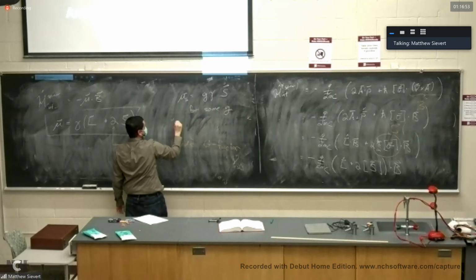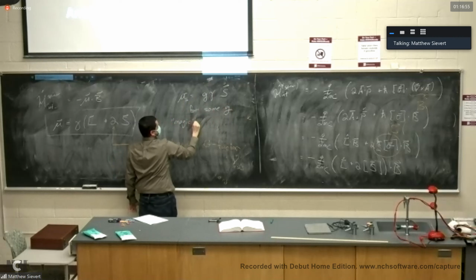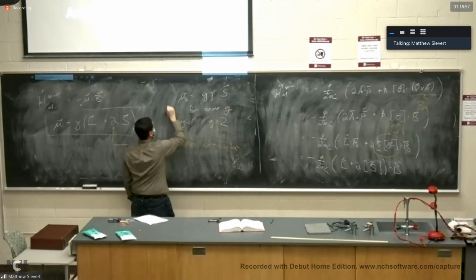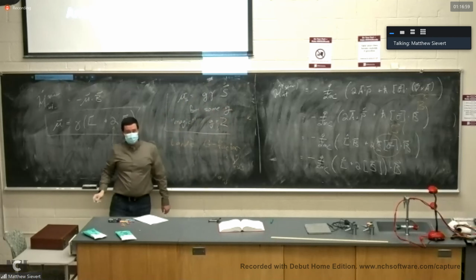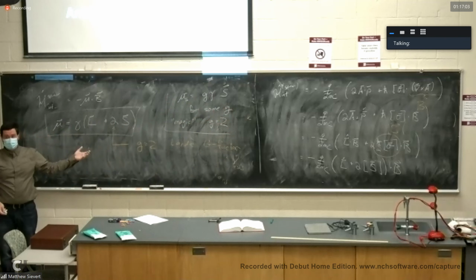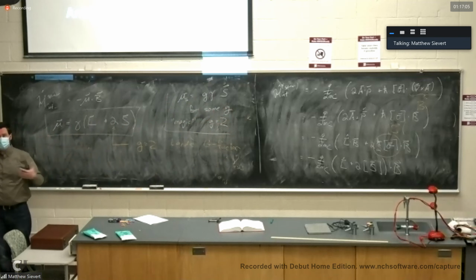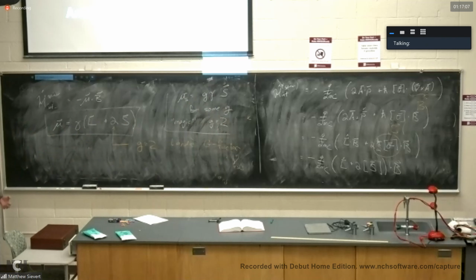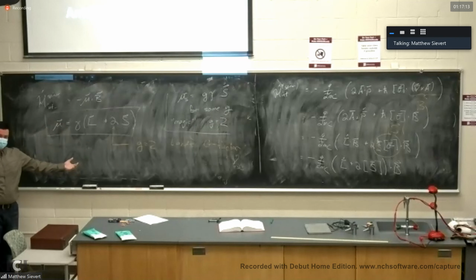And then by magic, you get g equals 2. The statement in the textbook is that g equals 2 is a consequence of the Dirac equation. It is a consequence of the Dirac equation, but you don't need relativity to get it. It's a consequence of the algebra of the Pauli matrices. And the Dirac equation is one way to force you to bring in the Pauli matrices.